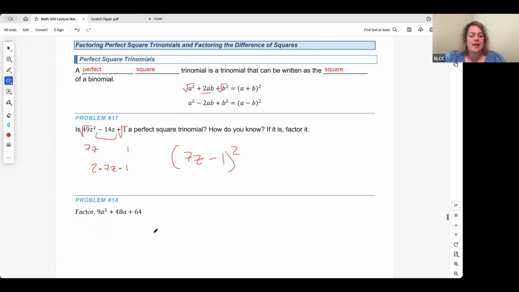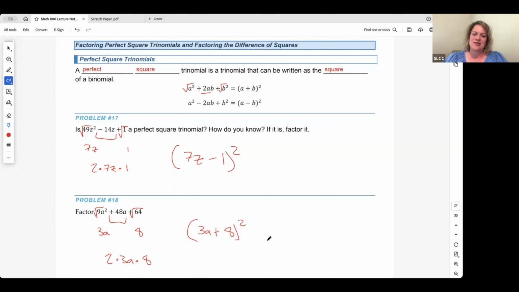Awesome. Let's try it again. How do I know if this is a perfect square trinomial? I look at the first term and the third term. The first term, the square root, would give me 3a. The third term square rooted would give me 8. Is the middle term 2 times 3a times 8? 8 times 3 is 24. 24 times 2 is 48. And there's the a. Yes, that means this is a perfect square trinomial where the a and b term are 3a and 8. But what's the sign in the middle? I look right here, plus.